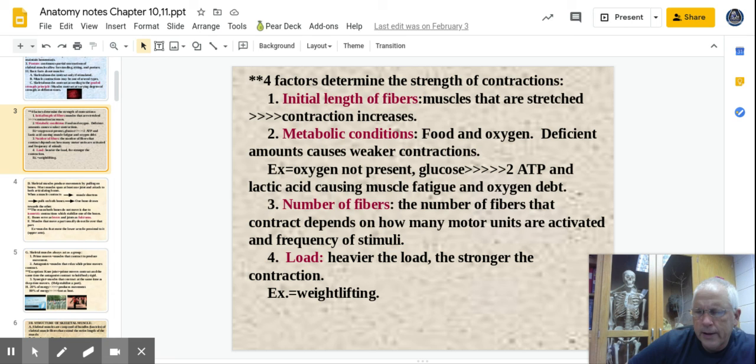Most of the time we just fire a small group of muscles to do everyday activities, and that way we conserve energy and we don't harm ourselves and that type of thing.